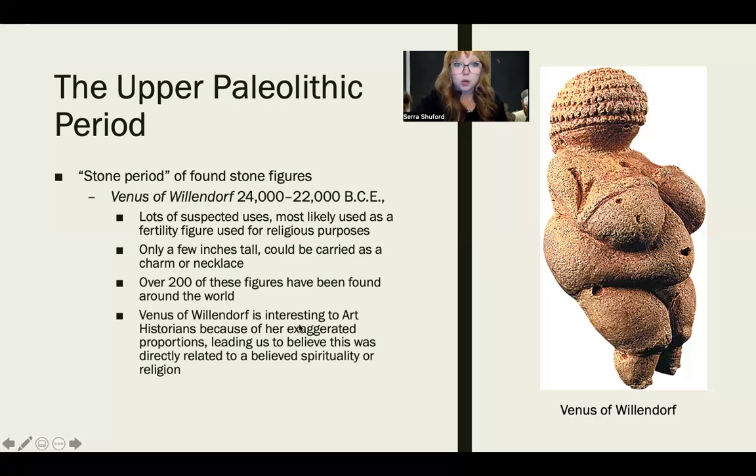The Venus of Willendorf is interesting to art historians because of her exaggerated proportions. As you can see here, her reproductive organs are very much engorged in a way that is not natural. And her tiny arms and tiny feet are so out of proportion to the rest of her body. So we believe that these exaggerated proportions are directly linked to spirituality or religion, and symbolize fertility, more or less.